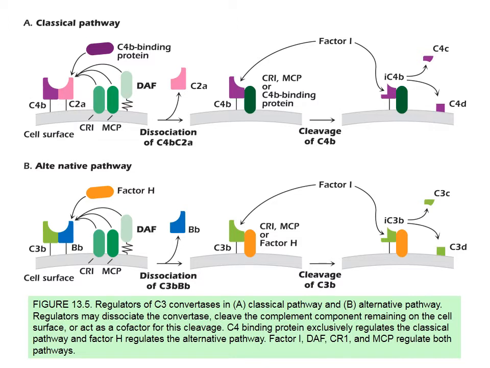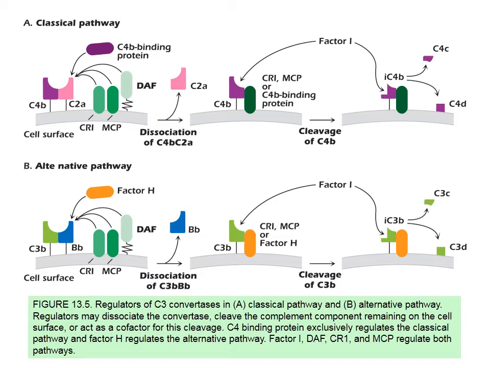Again, you can see, without going into detail, these are regulators of C3 convertase, especially in classical pathway A and alternate pathway B. The regulators may dissociate the convertase and cleave the complement component on the cell surface or act as a cofactor for the cleavage. So these are some of the regulatory proteins in classical factors that you can see from here, factor I in both cases, and some of the dissociation can happen between a sequence of events from C1 through C9. So you can stop that happening.